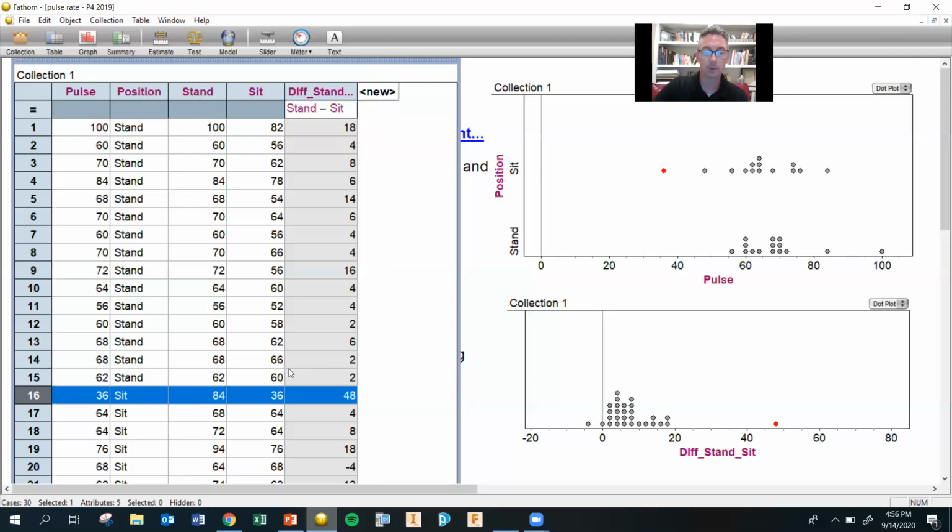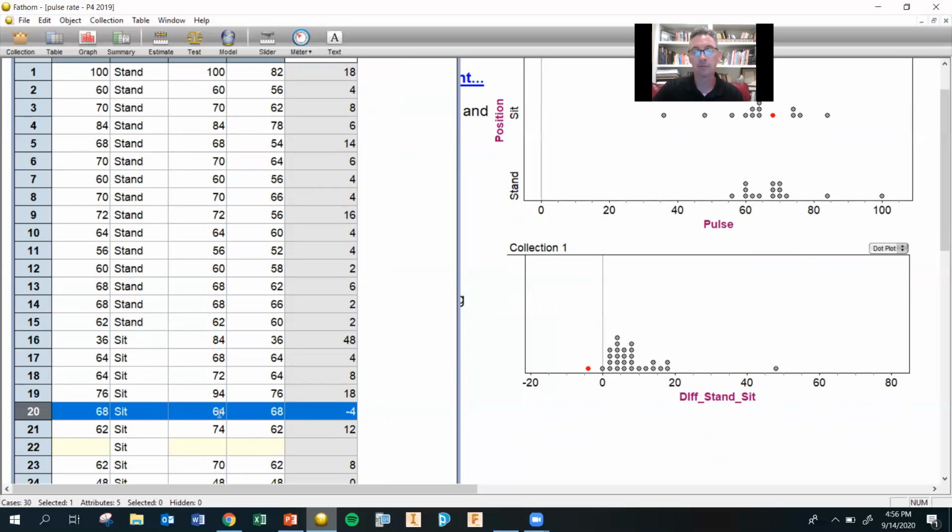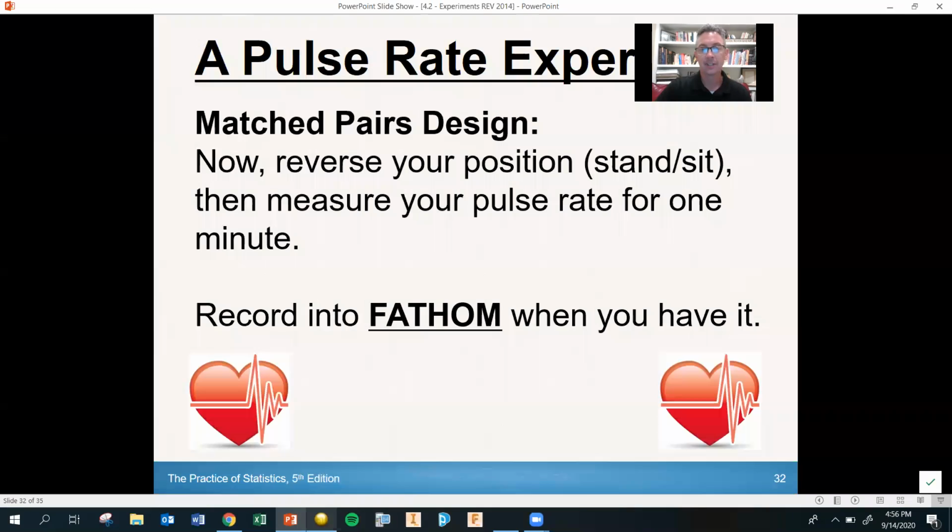There was only one person that was negative. Here they are right here. This person had a standing pulse rate of 64. When they sat down, it was actually higher. So standing minus sitting was -4. But what this shows me pretty convincingly, I think, is that when I set this up as a matched pairs experiment, the standing pulse rates are typically higher than the sitting pulse rates. And I can see that because of the design of the experiment. I paired you up with yourself, your standing pulse rate versus your sitting pulse rate. So that is a matched pairs design experiment.